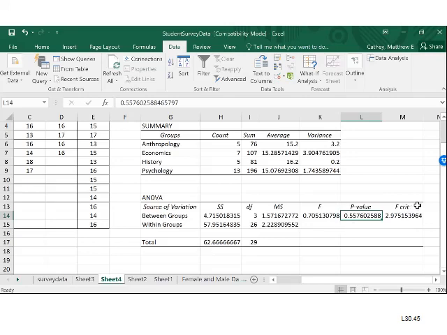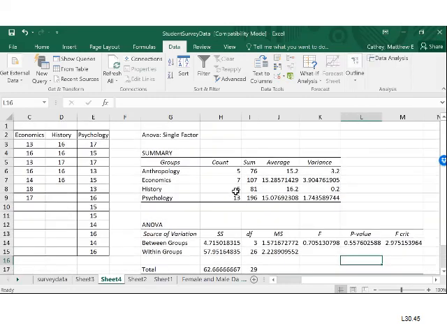The last thing that's given here, called F crit, that's the critical value for F. Since we told Excel what we wanted for our alpha, this tells us the cutoff. If the F value were 2.975 or bigger, then we would have gotten a p-value of 0.05 or smaller. But doing ANOVA in Excel is really just this easy.